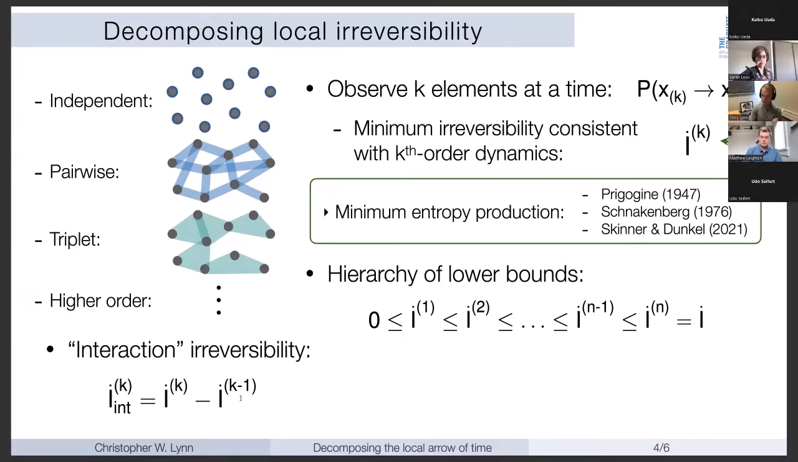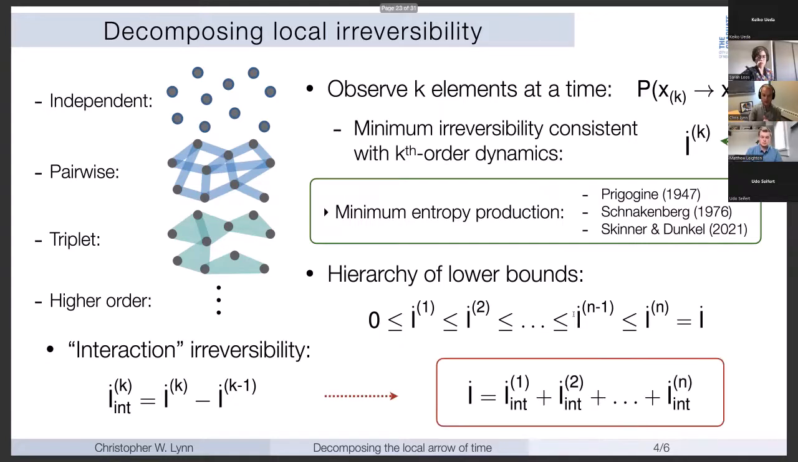And now once we've defined this, I should say that this interaction irreversibility by definition is greater than or equal to 0 due to this hierarchy of lower bounds. So what we get, what we set out to get at the very outset, is a decomposition of the full collective irreversibility of the system into these n non-negative components corresponding to first order irreversibility, second order irreversibility, and so on and so forth. Cool. So this is the framework that we set out to build at the beginning.